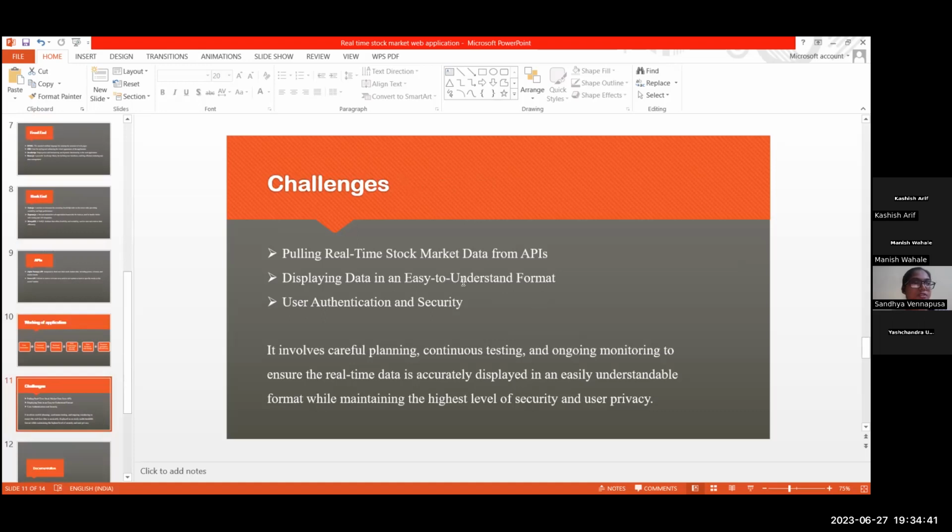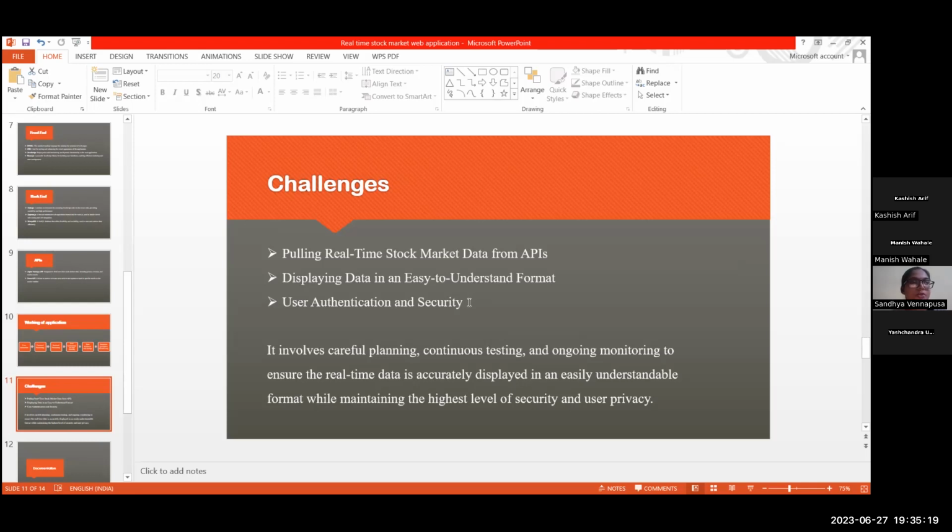These are the challenges in building this application. Pulling real-time stock market data from APIs. We need accurate data from APIs, so that's why it is necessary to use trusted APIs. That's why we use the Alpha Vantage API and News API. And we need to display the data in an easy to understand format so that any user can understand the data. Then user authentication and security.